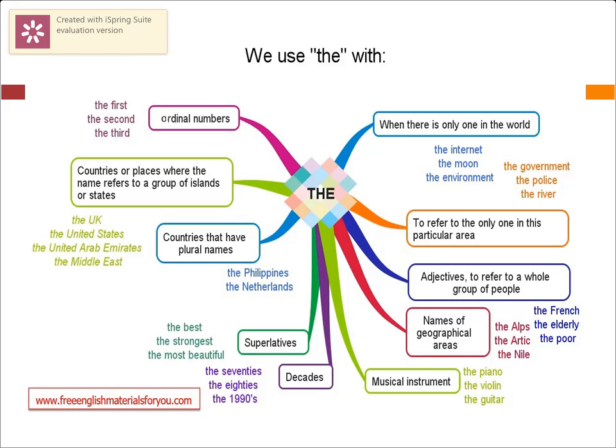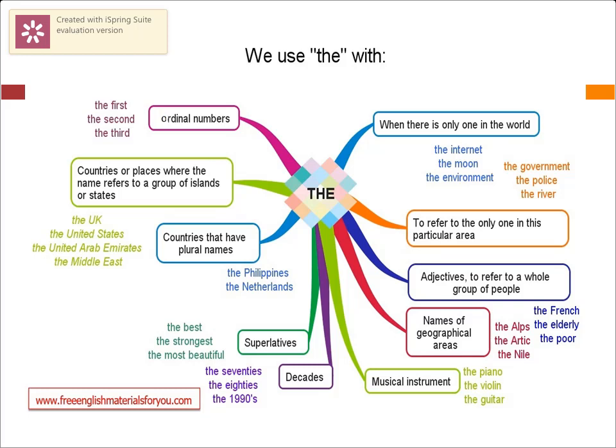Apart from that, there are many instances where we use the article the. When we are talking about something that is unique in the world or one of its kind, like the moon, the sun, the internet, the nature, we use the. Or to refer to nouns which are only one or unique of their kind in a particular locality or a particular area, like the police, the river, the government.